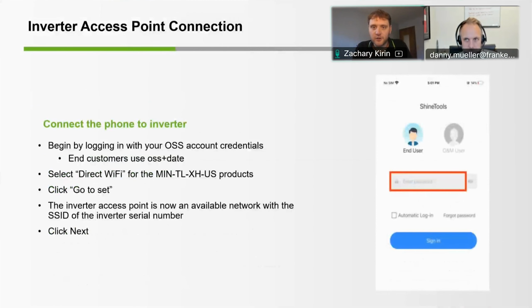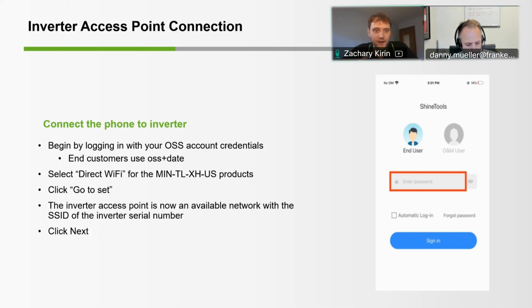So the end user and the OSS user can utilize ShineTools, albeit with a little bit of a reduction in availability of the settings for the end user. So we'll be able to begin by logging into the OSS account. When we click O&M user, it'll bring up the account name and the enter password. So you'll be able to enter your OSS credentials there and begin to commission the inverter from here.